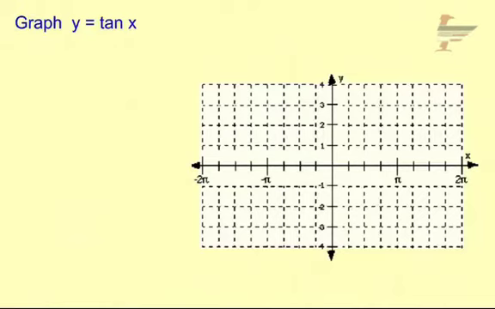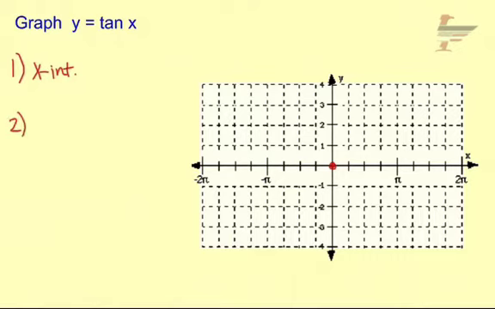Graph y equals tangent of x. Alright, so we have a few steps that we're going to follow when we graph our tangent functions. First thing we're going to do is plot our x-intercept. Now, as long as we're not shifting this graph around, our x-intercept is going to be right here at x equals 0. So we have the first one done.